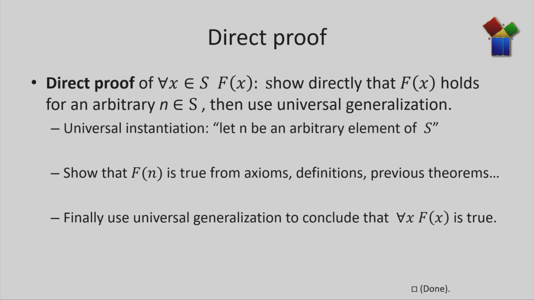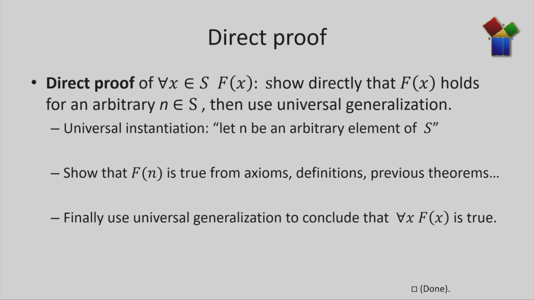So this particular type of proof has a name, it's called a direct proof. And this is the most direct of all the types of proof we are going to look at. This is when you want to prove that for every x, f of x holds, and you do it by showing that f of x holds for some arbitrary element n in S. So in the previous example, instead of one x, we had a pair A and B, but it's the same thing. And we started with universal instantiation.